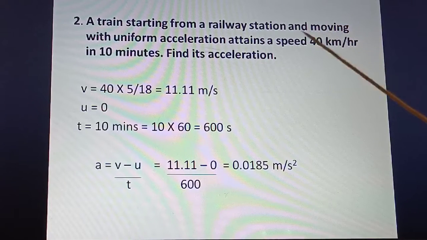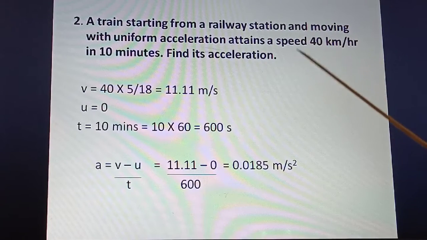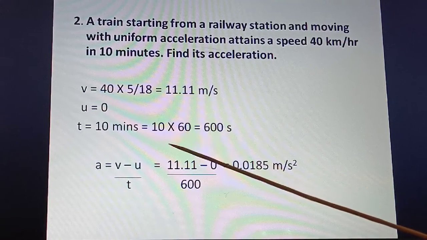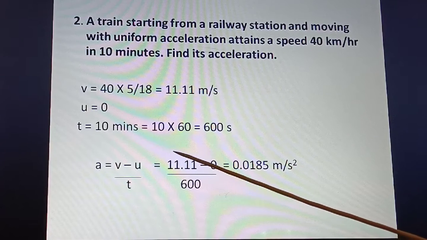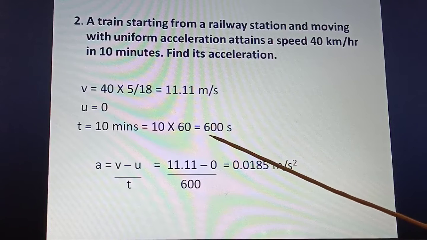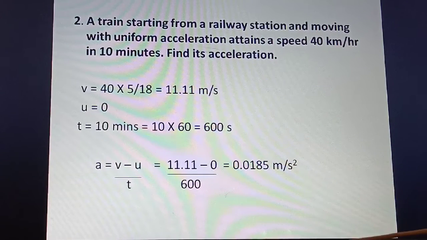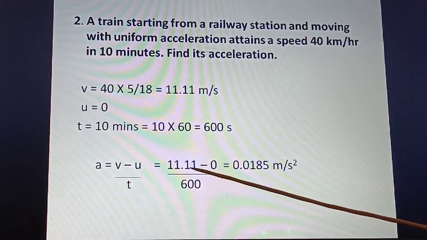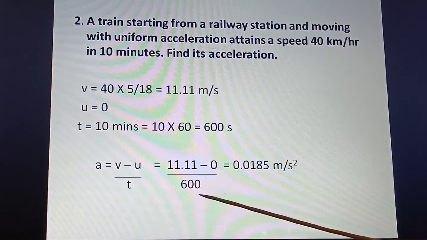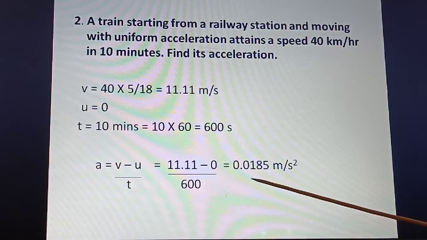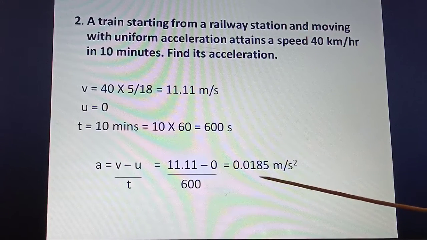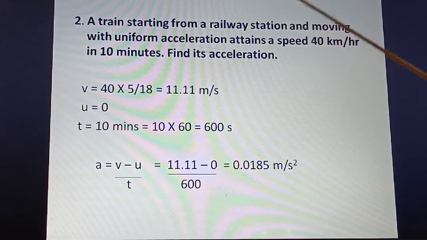Now what is the time? Within 10 minutes it attains the speed of 40 km per hour. Since the time is given in minutes, you have to convert into seconds. So how to convert? 10 into 60 seconds, you get 600 seconds. So as per the formula, V is 11.11 minus U is 0, by 600, you get 0.0185 meter per second square. So this is your acceleration and this is the positive acceleration.